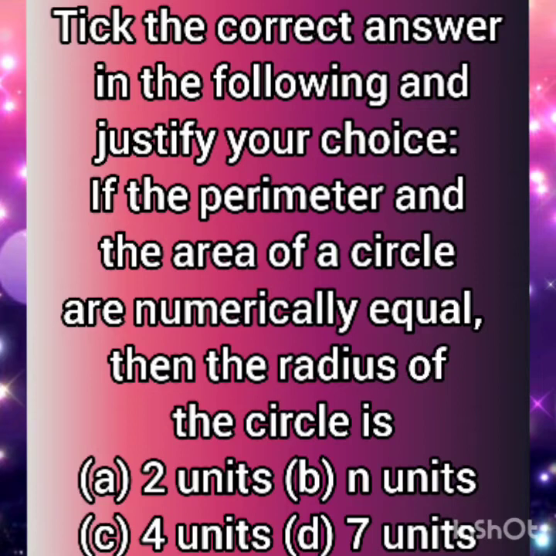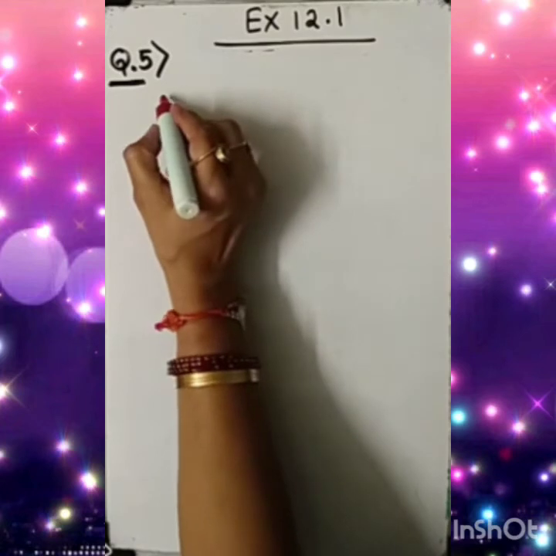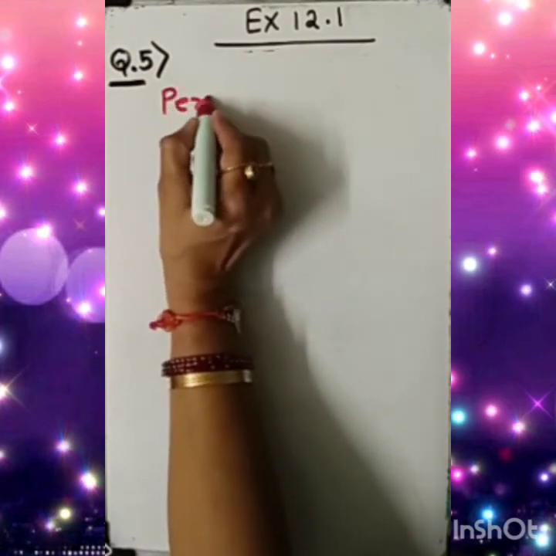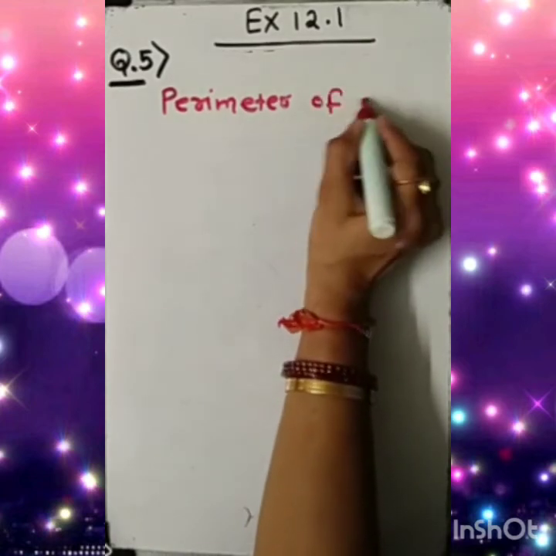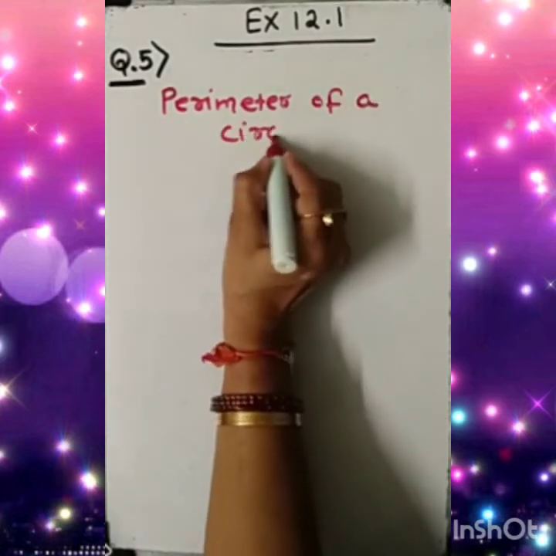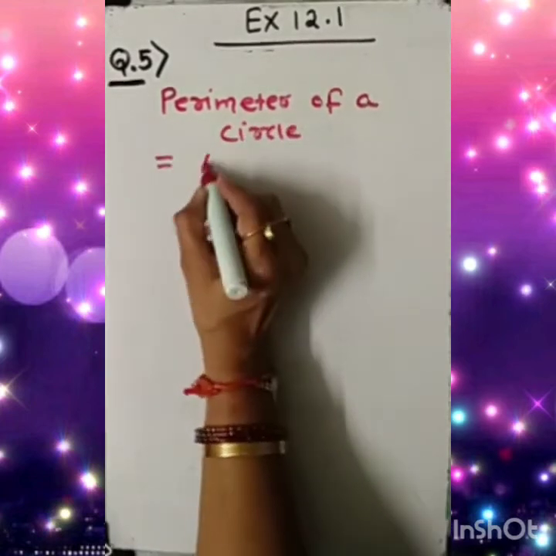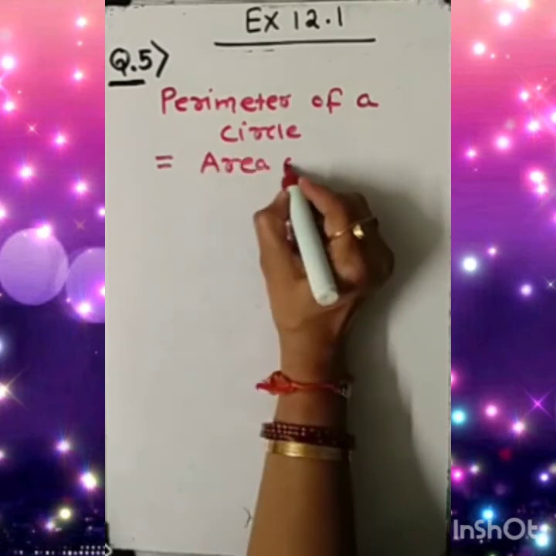The reason behind it, what we are given here. Just let me draw your attention. Perimeter and area of a circle are equal. It means, let me note down first: the perimeter of a circle is equal to the area of a circle.